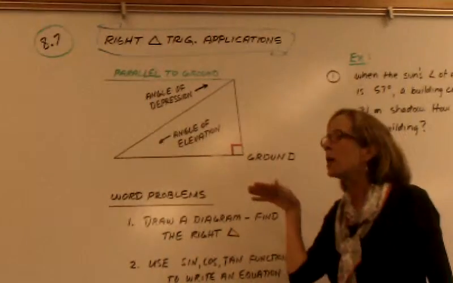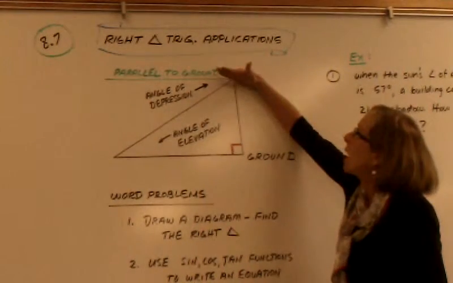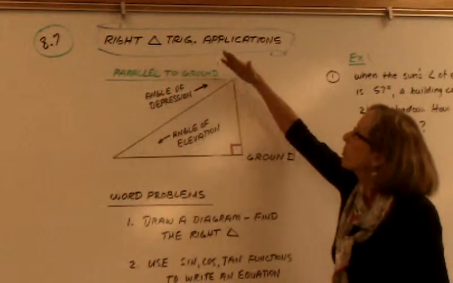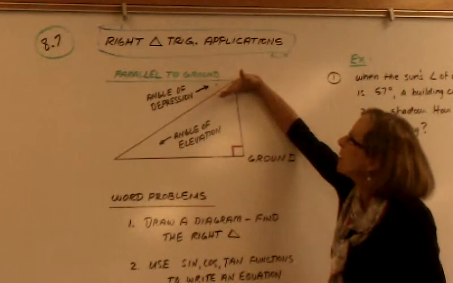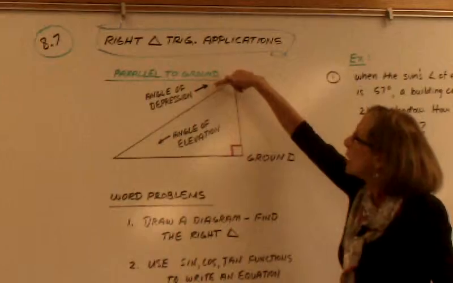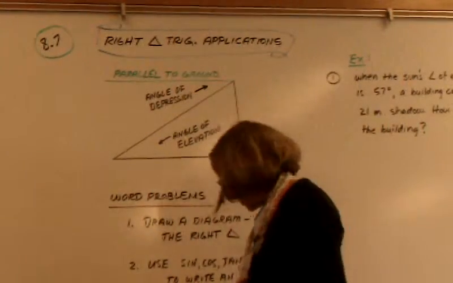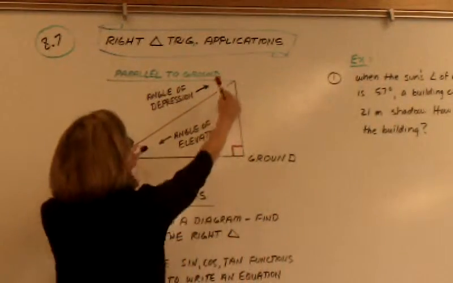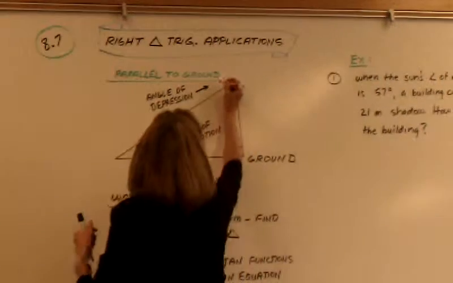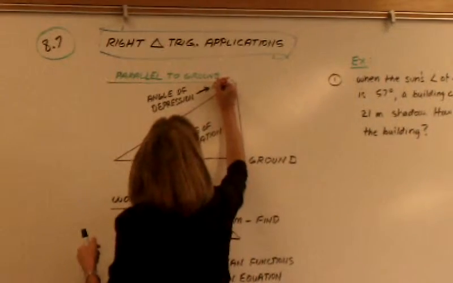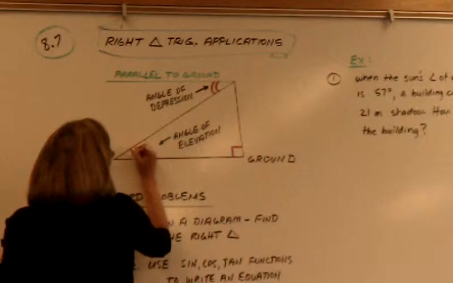Her sight line, she has to look down to lock eyes with him. Because it's going down, we call that the angle of depression. That's the one that's not inside the triangle. That's out here. But guess what? If these are parallel lines, aren't these alternate interior angles? So this is very important. Put in your notes. These are congruent angles.